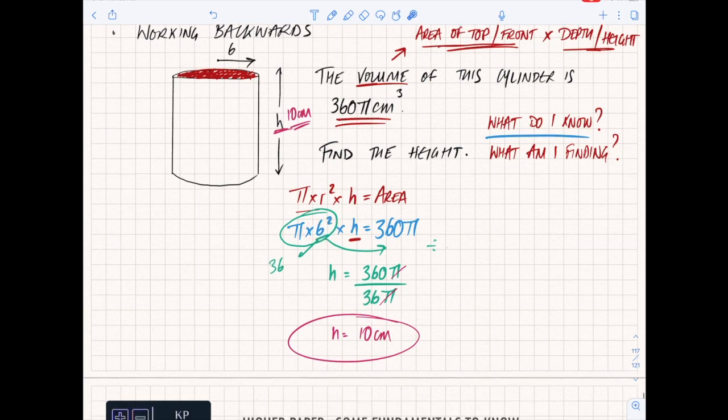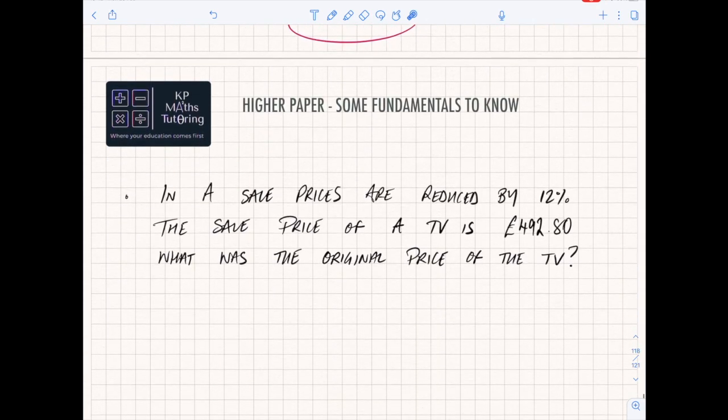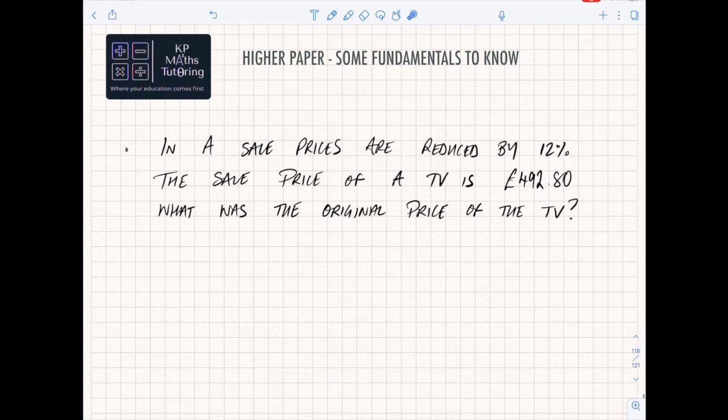So let's look at this next example now, which is to do with reverse percentages, okay? So, really common question. It gives you an answer. It tells me how much the TV was when it got reduced, and it's asking me to find the original price. So let's just quickly read it. In a sale, prices are reduced by 12%. So I'm underlining key pieces of information. The sale price of the TV is £492.80. What was the original price?